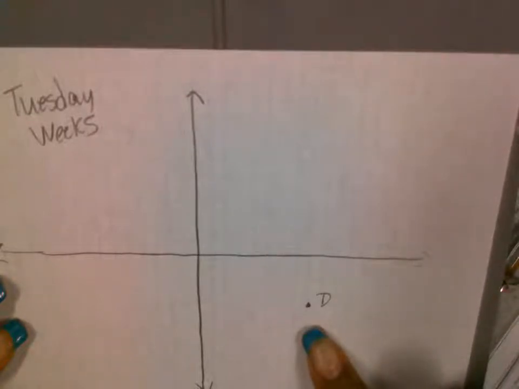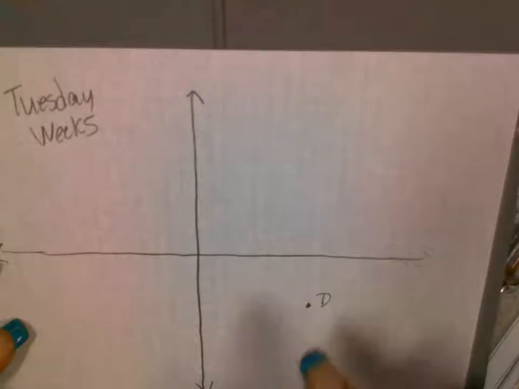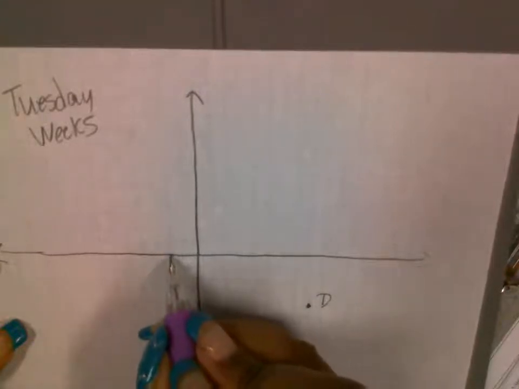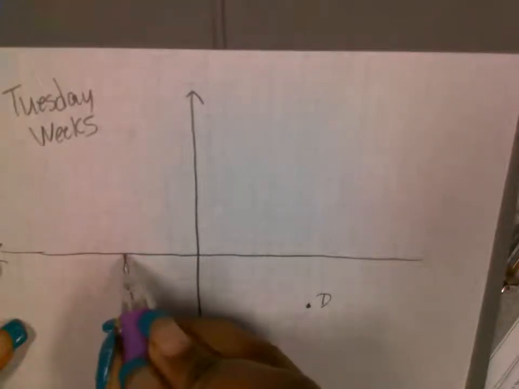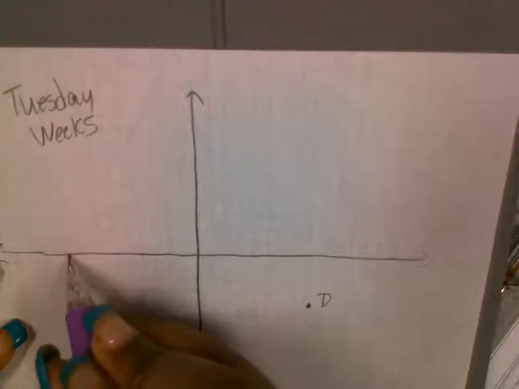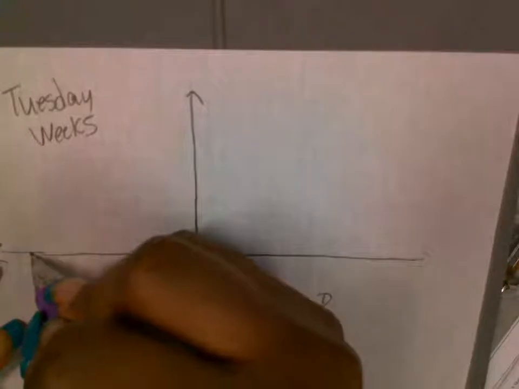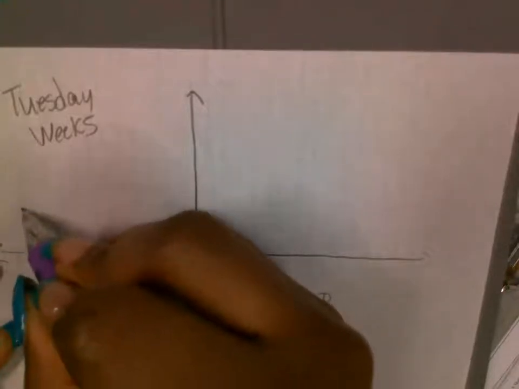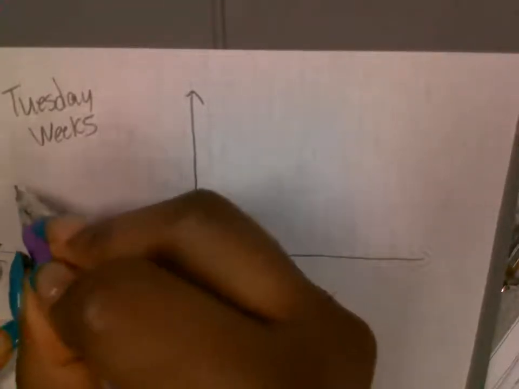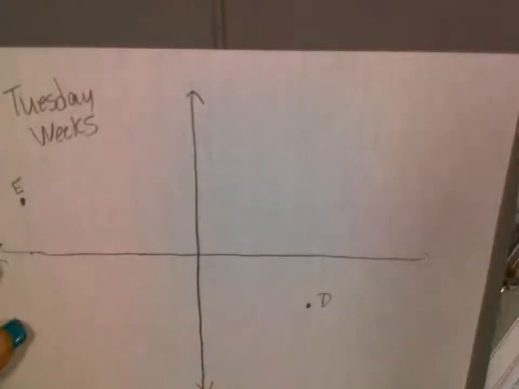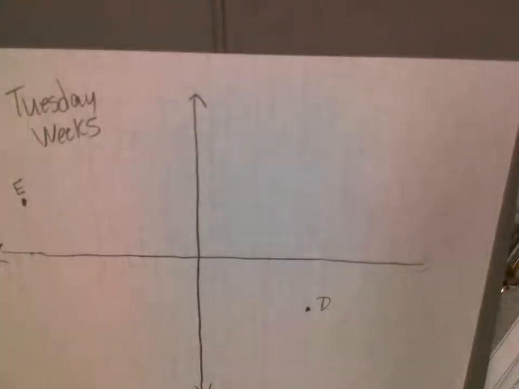The next ordered pair is -12 and 4. 1, 2, 3, 4, 5, 6, 7, 8, 9, 10, 11, 12. And +4 is up. 1, 2, 3, 4. This is E. Wait, what was E? -12 over to the left 12 and then up 4.